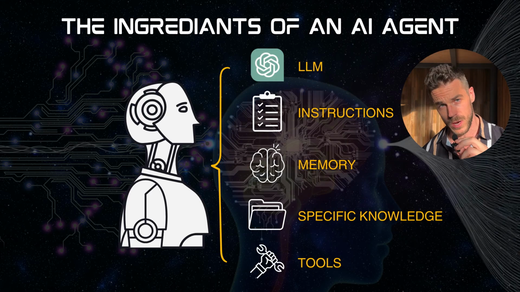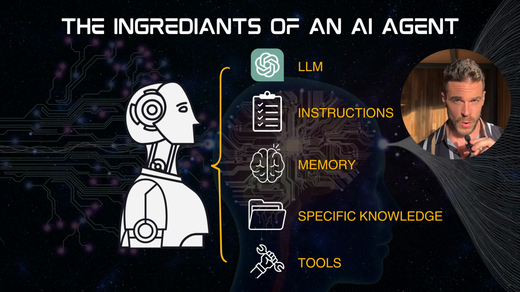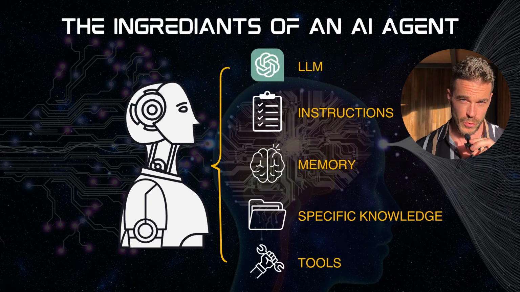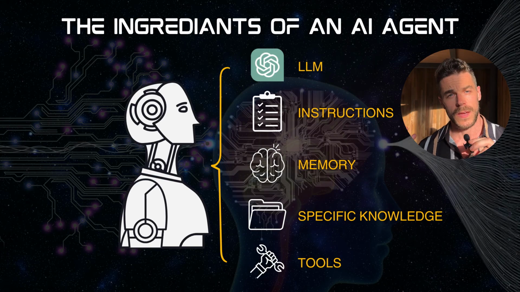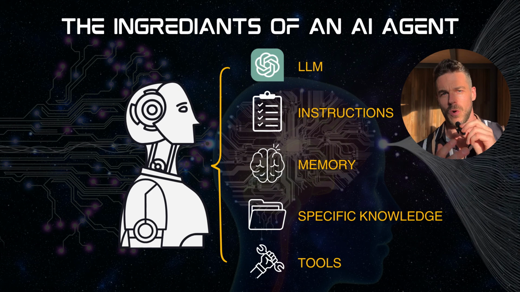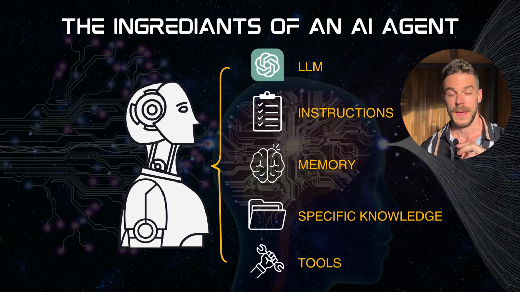Then we have instructions. This is a prompt, as you might already know it from ChatGPT. At the end of the day, it's just an instruction written in natural language of what the AI agent can actually do and should do. Then we have a memory so that the agent is also capable of knowing what he just talked about or 2 days ago. Then there's the fourth component, specific knowledge.